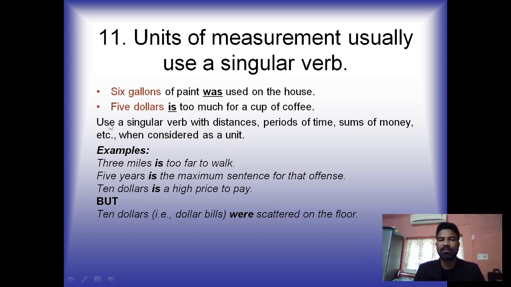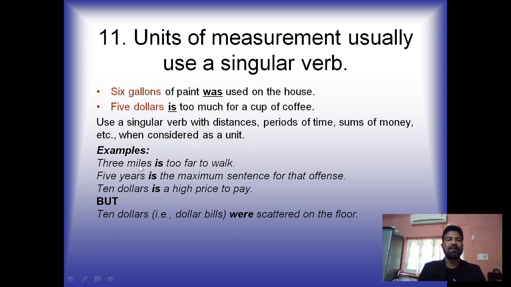Read this particular statement once again. Use a singular verb with distances, periods of time, sums of money, etc. when considered as a unit. When you consider them, distances, periods of time, sums of money, such kind of things, as a single unit, they should always be used with singular verbs. For example, check out a few examples below. 3 miles is too far to walk.